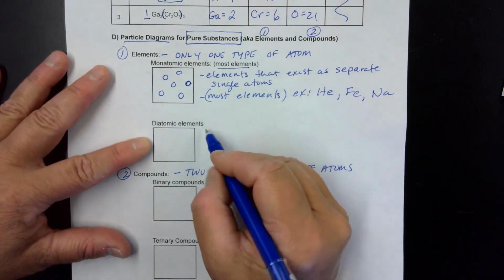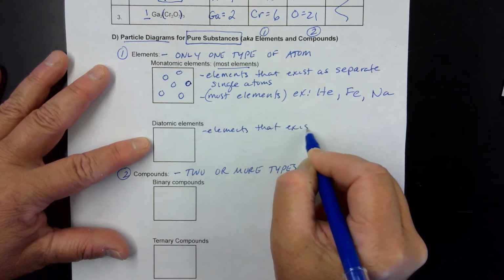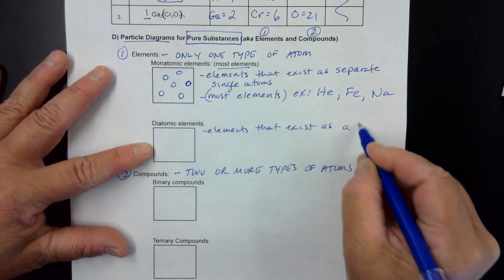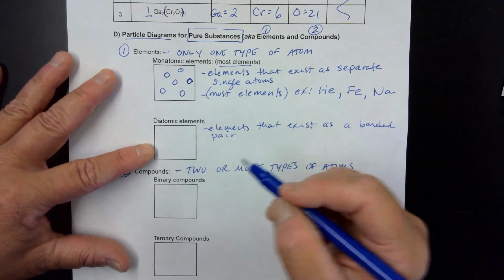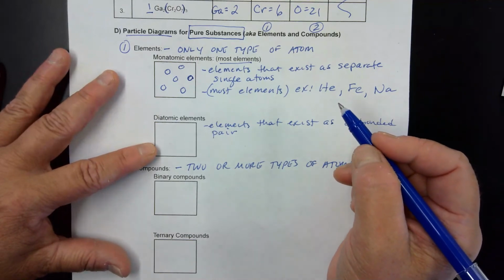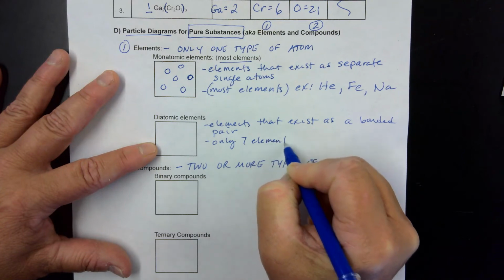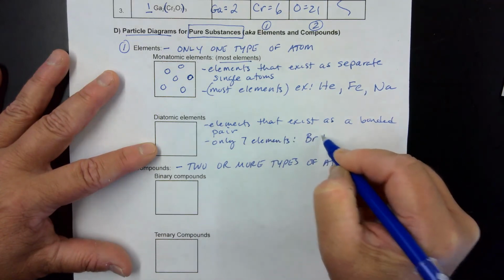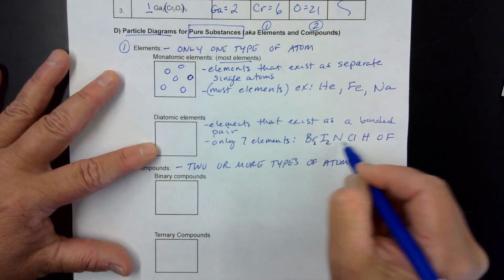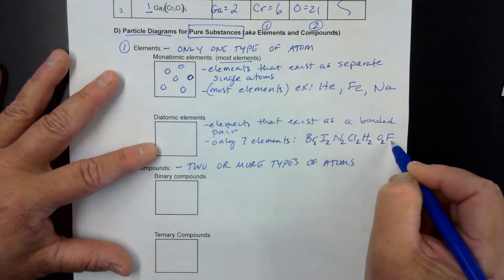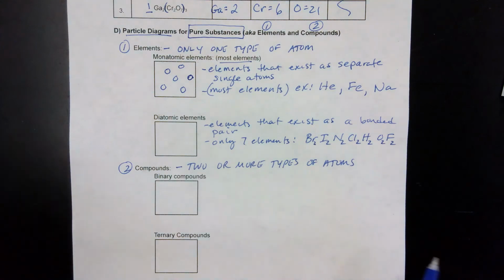Diatomic elements are the elements that exist as a bonded pair. Now, both of those elements in that bonded pair have to be the same element, right? There are only 7 elements that do this, and we just talked about them, but we're going to mention them here again, and we're going to remember that as Brinkel-Hoff, right? Br2, I2, N2, Cl2, H2, O2, F2. Not as one smushed together, that's just our acronym to help us remember that.